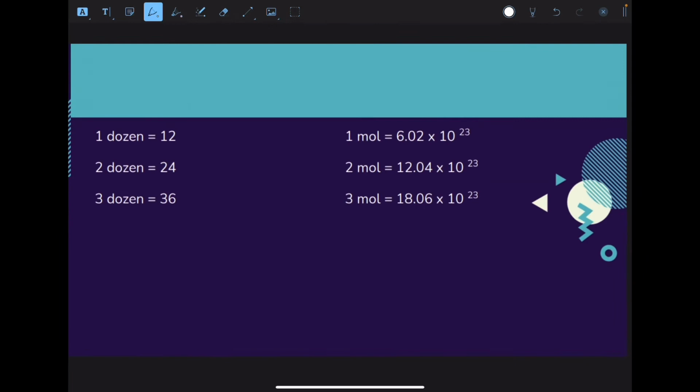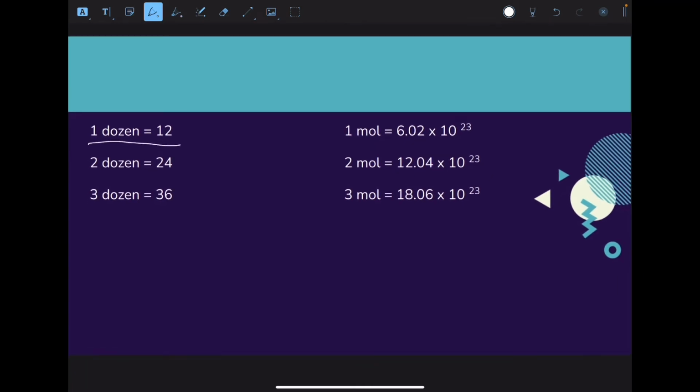Knowing that, if we know that a dozen is equal to 12, then 2 dozen is equal to 24, and 3 dozen is equal to 36. These are numbers that we've used over and over again in our lives. They should be pretty familiar to you. Chemists will use the mole in the same way. So over here, 1 mole is equal to 6.02 times 10 to the 23rd, 2 moles is equal to 12.04 times 10 to the 23rd, and 3 is equal to 18.06 times 10 to the 23rd.